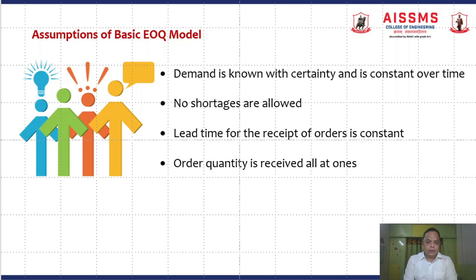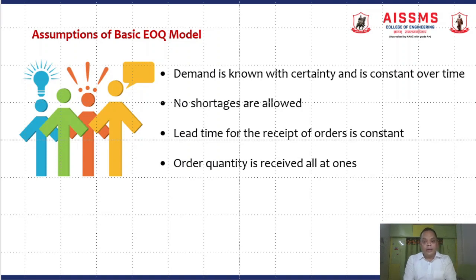The second assumption says that no shortage is allowed. So there is no shortage of material from the vendor side also; that we need to take into consideration. The lead time for the receipt of order is constant. Lead time is nothing but the time between the point at which we place the order and the point at which we receive the order. That time difference is your lead time, and in the EOQ model we need to consider this time as a constant.